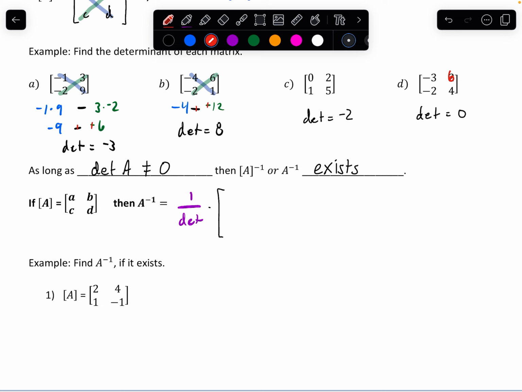So this is kind of the tricky part. It's going to be times D and A are going to switch spots, and then B and C are just going to change their signs. So when I write negative B like that, I don't mean negative B, I mean the opposite of B. And C is also going to be the opposite.